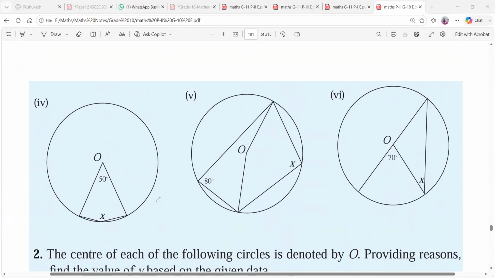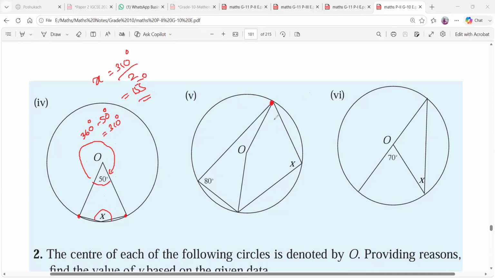Now, imagine two points. If this one is 50, what is the other side? 360 minus 50, since altogether it is 360. Here it is 310. The angle at the center is 310 according to these two points, and the angle at the circumference is half of 310. So x is half of 310, which is 155. Always think with the points.